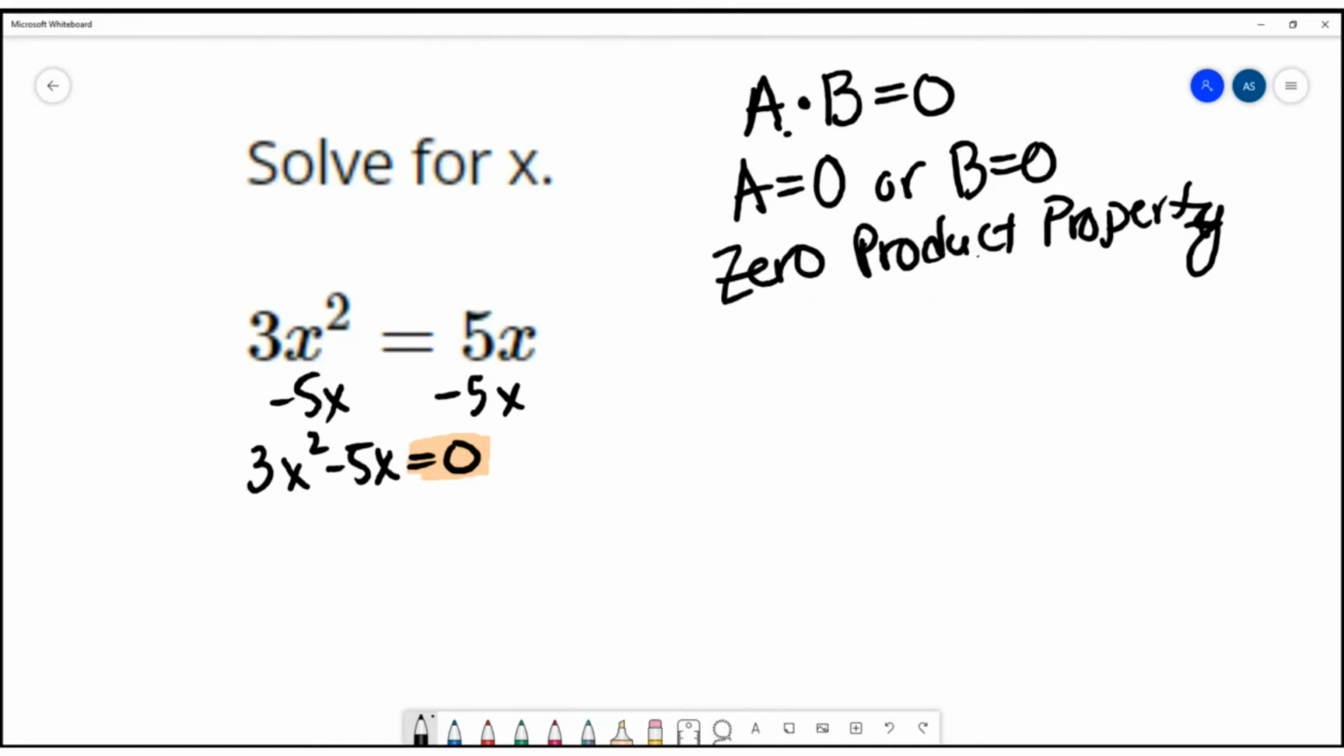Once I've got all the terms on one side, I'm going to factor the greatest common factor. So for this example, we have 3x squared minus 5x. There are no common factors between 3 and 5, but there is a common factor of x. If I factor out an x, I'll have 3x minus 5 left inside the parentheses. You can double check that you've factored it properly with multiplication. X times 3x is 3x squared. X times 5 is 5x.